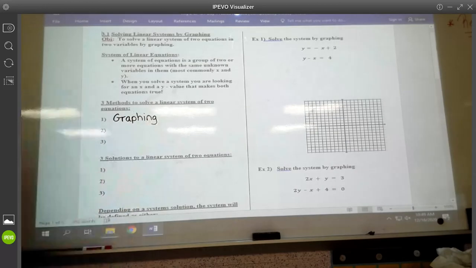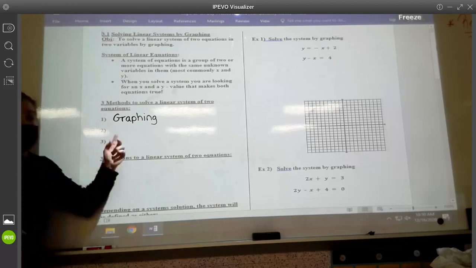Do you need one? Yeah, I was going to print one, but with the remote so I can freeze it. Oh yeah. Sorry. We're good? I didn't interrupt you. Yeah. Okay. So now graphing.